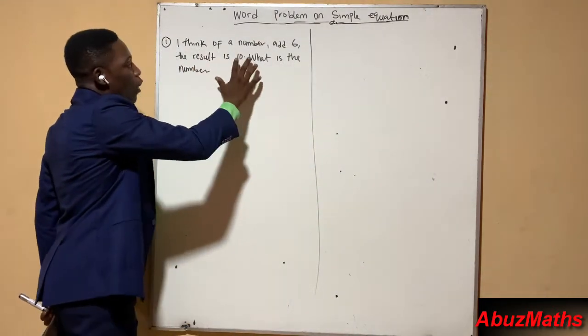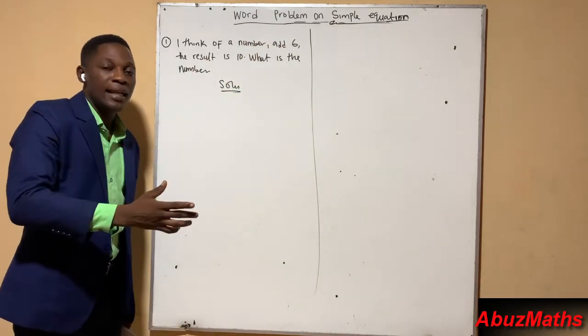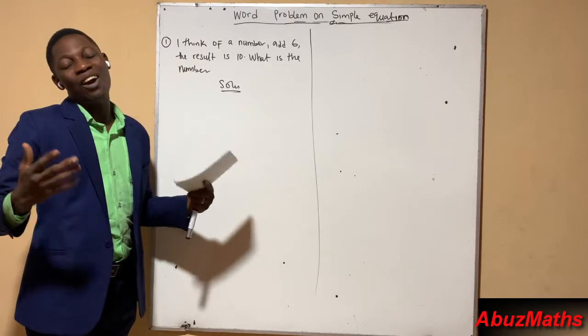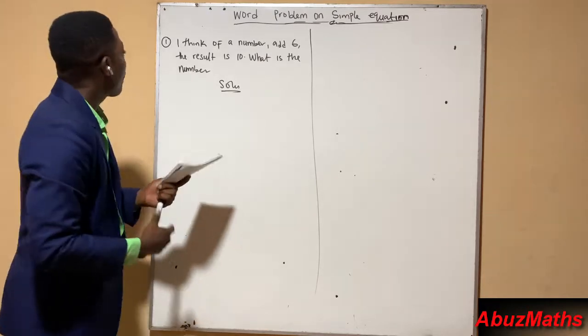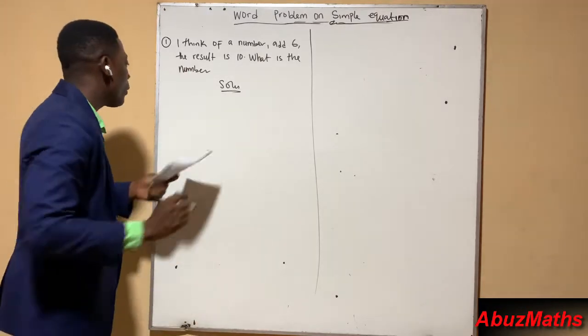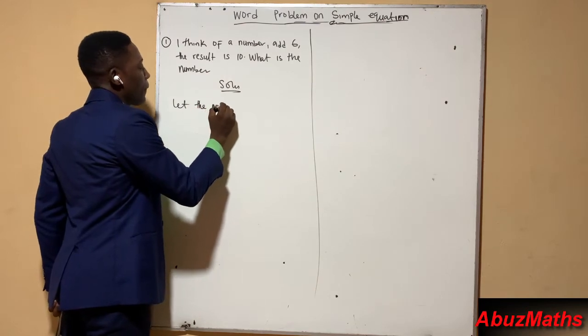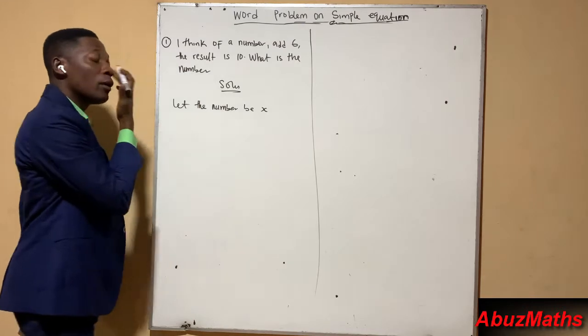Now, I think of a number. You always represent that number with X, Y, or any letter of your choice. Me, I love X and Y. I don't know why, but I love it. Okay, so let's look at this question now. I think of a number. Now let my number be X. Let the number be X. Now that X is my number.